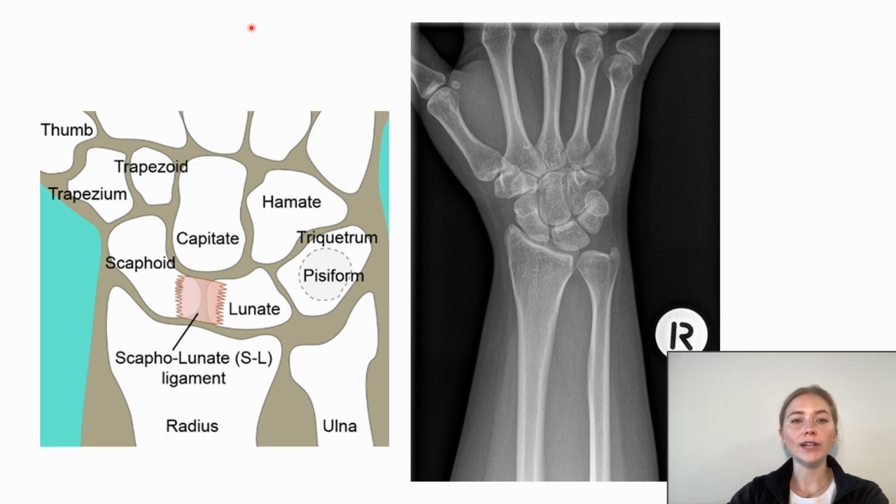However, the scaphoid and lunate can become dissociated. Normally these two bones are held together by a very strong ligament called the scapholunate interosseous ligament, or SLIL. So when there's a dissociation of the bones on x-ray, it implies an injury to the ligament holding them together. Because of this, the terms scapholunate dissociation and scapholunate interosseous ligament injury are often used interchangeably.